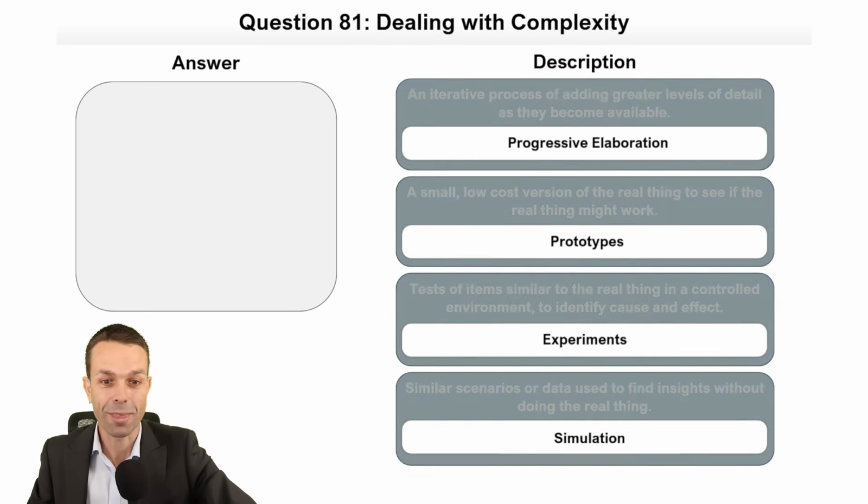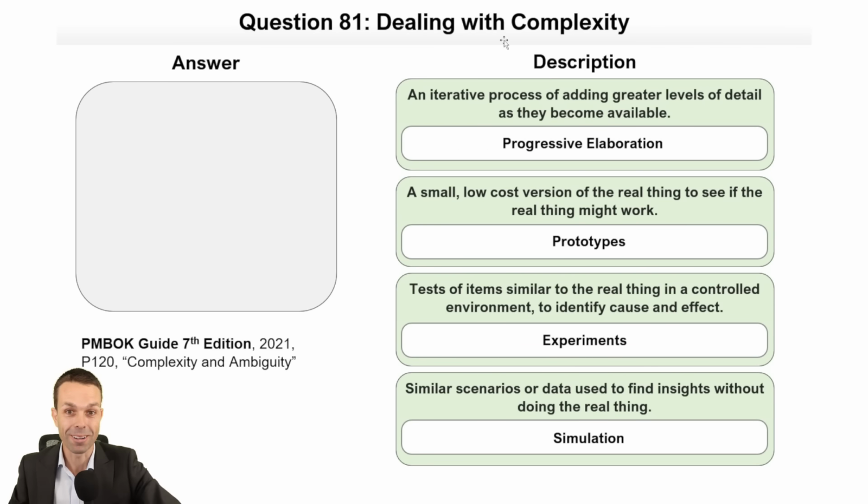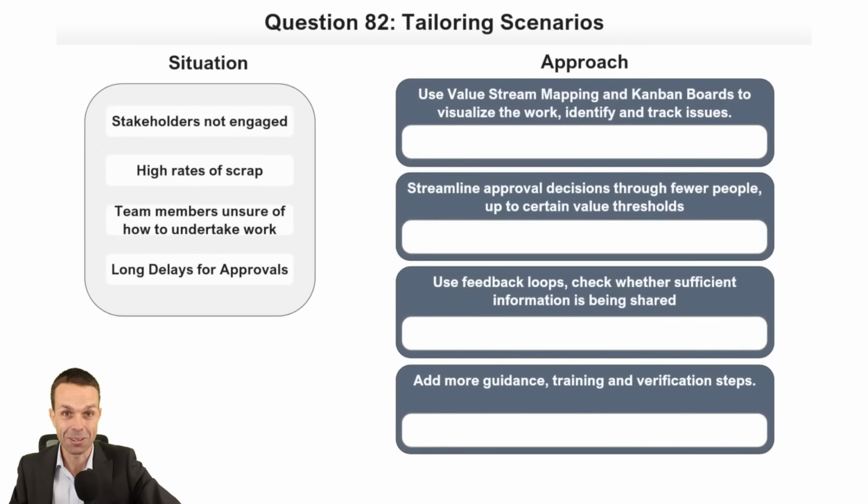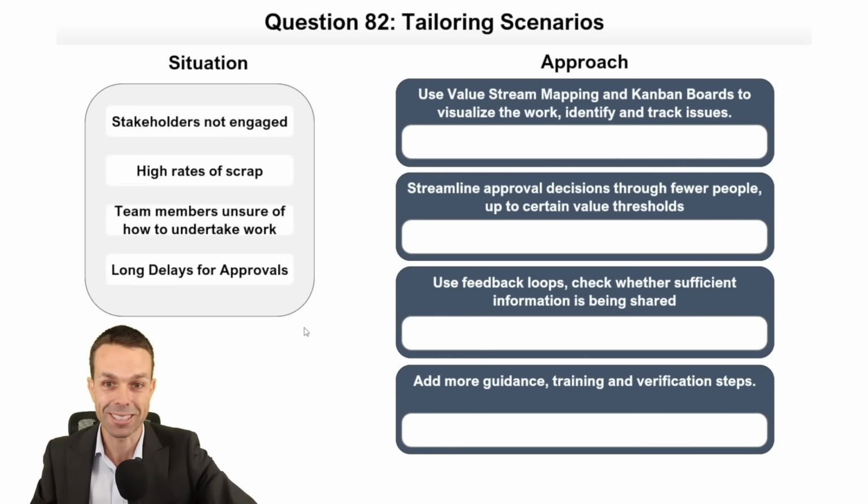Anyway, data is one of my favorite things, if you can't tell, but also one of my favorite things is we got that correct. How did you go with that one? Dealing with complexity on page 120 in the PMBOK Guide, 7th edition. What a wonderful start to this little section. Okay, tailoring scenarios. Use value stream mapping.